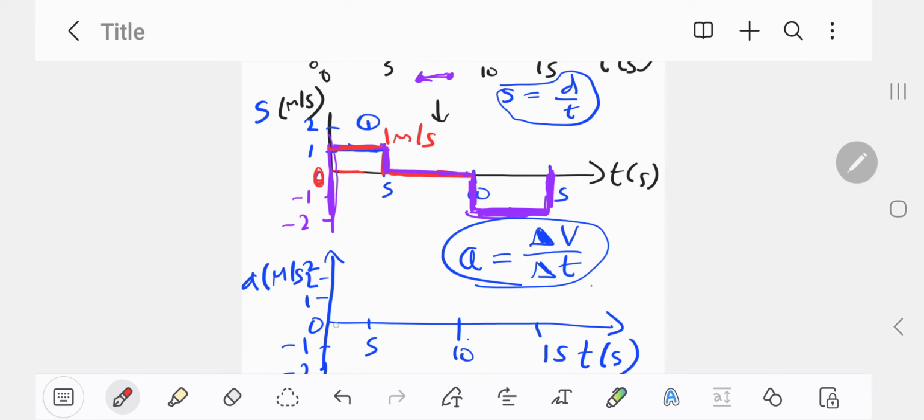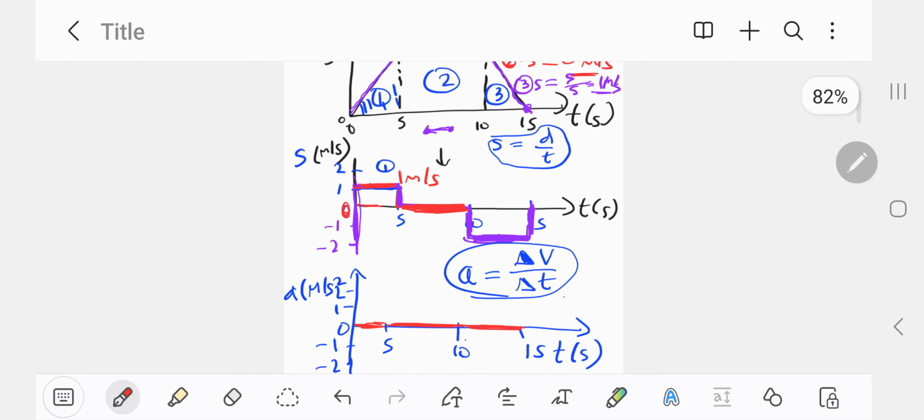So acceleration is 0 from 0 to 5 seconds, right there. And obviously, 0 meters per second between 5 and 10 seconds, it's still 0. And between 10 and 15 seconds, it's still 0. So that's your acceleration-time graph. Your acceleration is 0 because you're moving at constant speed, and you're also stationary here. You're not moving. So that's how you go between graphs.